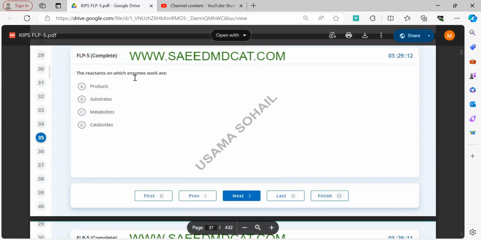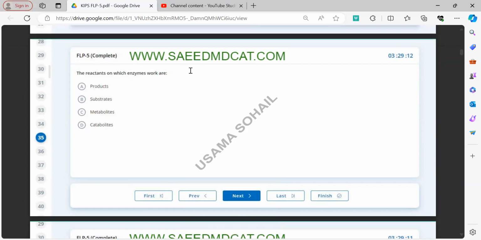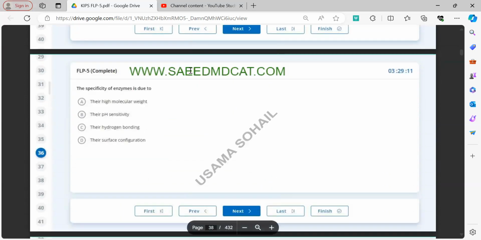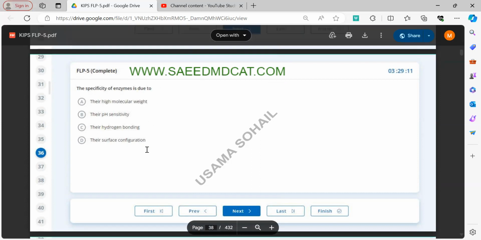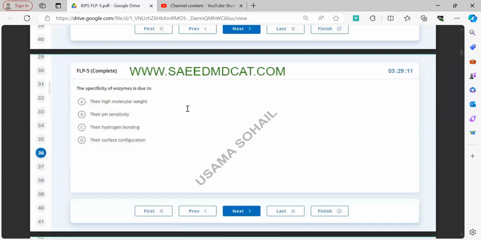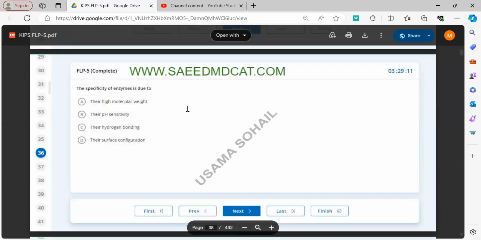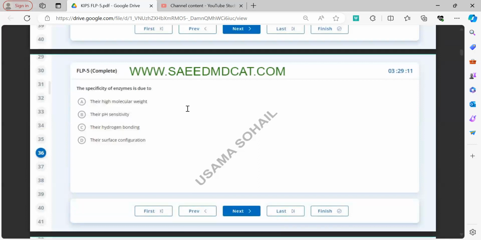Now, in the next question, you should know that the substrates are the reactants on which the enzymes work, and the enzymes help to decrease the activation energy of the reaction, and thus the products are formed. In the next question, the specificity of the enzymes is mainly due to the special three-dimensional structure, which can be denatured by excessive temperature or pH. So the correct option is D.